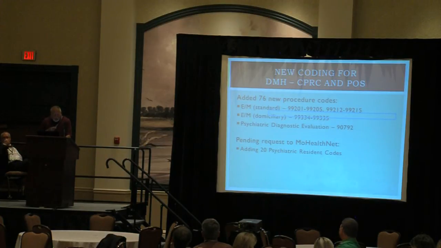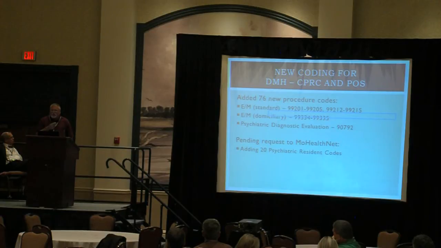So again, in this state, what we did basically was, as most of you know, we added, and I think I counted this up right, I included in your handouts a listing of all the new procedure codes we added. If I counted right, we added 76 new procedure codes, basically the 99201 to 205 series, the 99212 to 99215, a set of the domiciliary evaluation management codes to use for persons in residential care facilities, and then some codes for the psychiatric diagnostic evaluation. And you get to 76 because we have different levels of staff providing those services, from advanced practice nurses to psychiatrists to child psychiatrists.